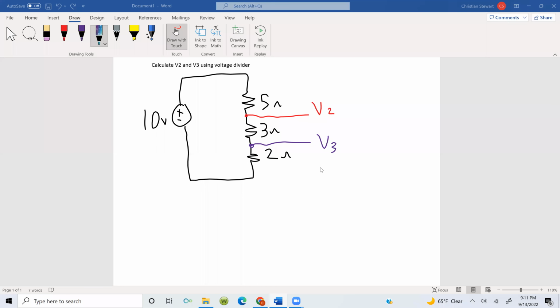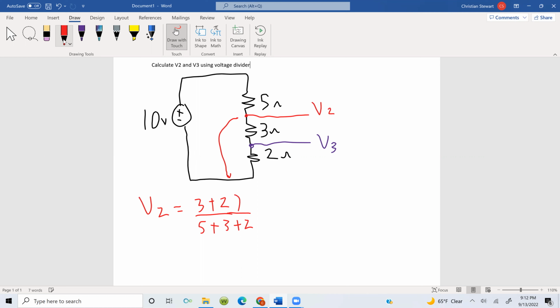Okay, so I'm going to solve this circuit using voltage divider. So the first thing we're going to do is solve for V2. And it's important to notice that this voltage V2 is actually the voltage across the 3 and 2 ohm resistor. So we're going to say 3 plus 2 over all the resistors in series. So that's going to be 5 plus 3 plus 2.